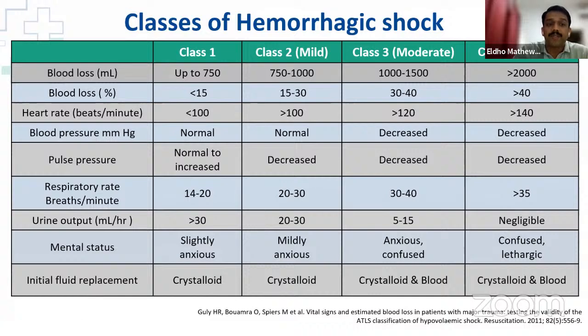So the management in class 1: the mental status will be slightly anxious, and the initial fluid is crystalloid only. In mild cases also we are using the crystalloid, but in the case of the third class, we have to give crystalloid as well as blood. And in severe cases, we should not wait, and we have to react quickly with the crystalloids and the colloids.